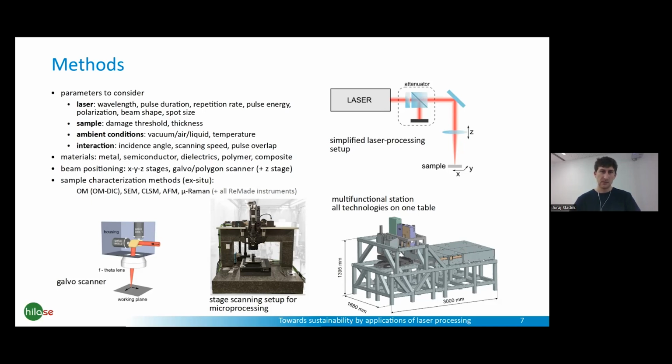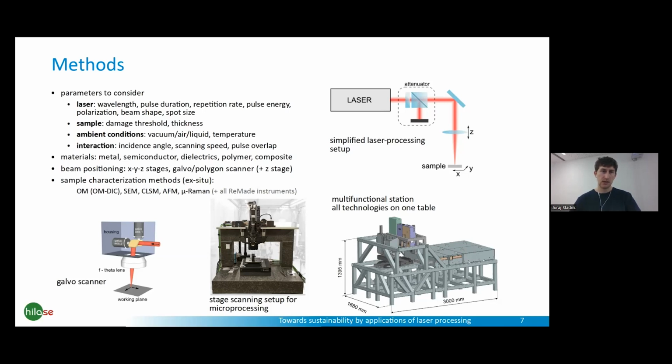In general, the setup for laser processing is that, as shown at the top, we have a laser, some way to attenuate or control the power, some beam delivery with mirrors, focusing optics, and some means of scanning the beam on the sample.